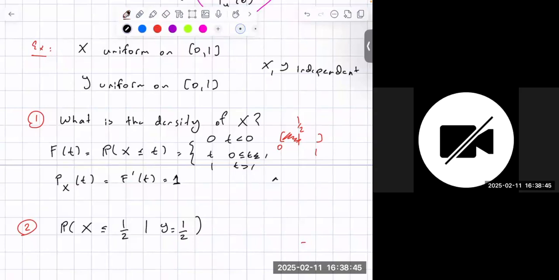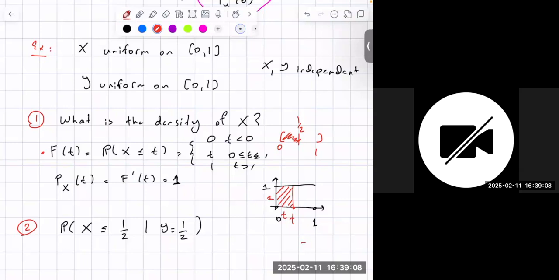The picture will look like this. It's always between 0 and 1. And the density is always 1. When somebody gives you a T and asks you this cumulative, you literally look at the area under this. What's the area of this rectangle? 1 times T, T.